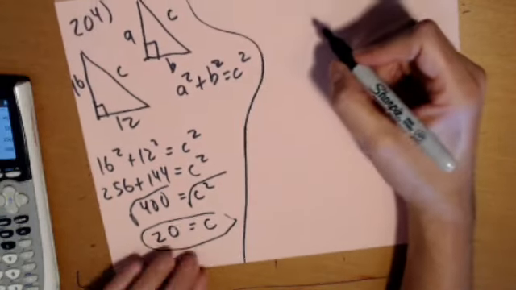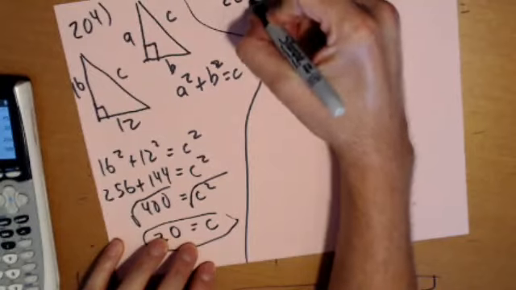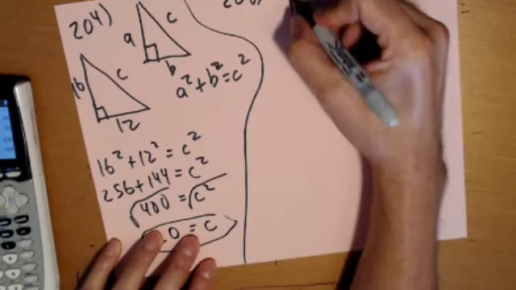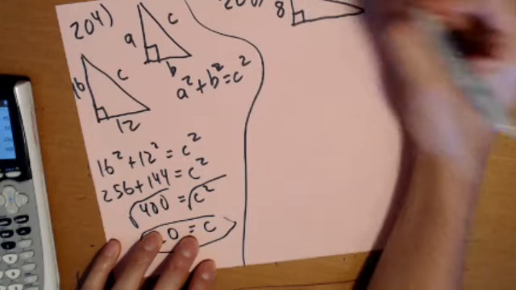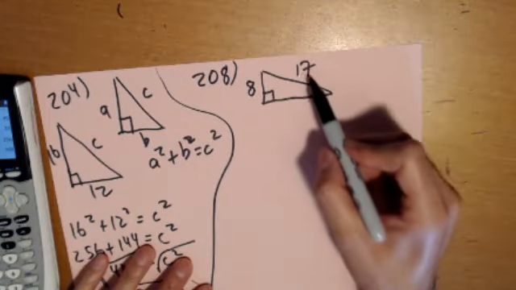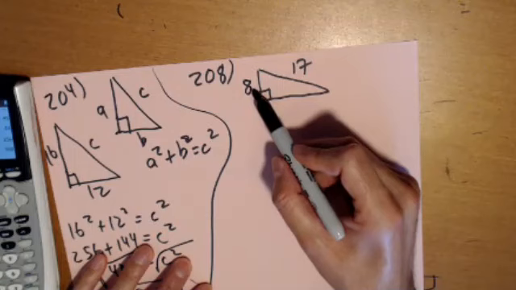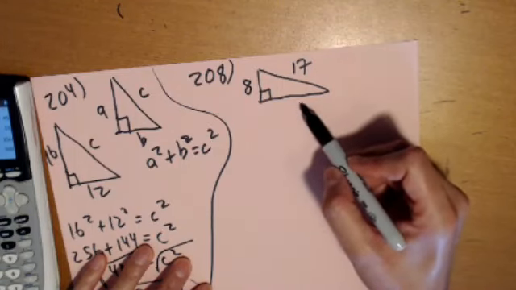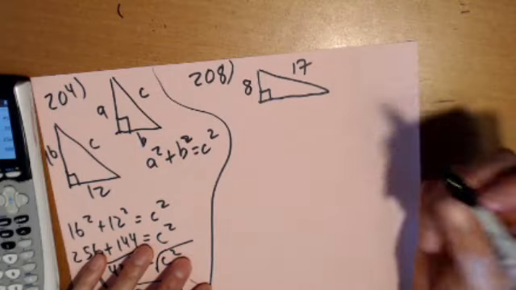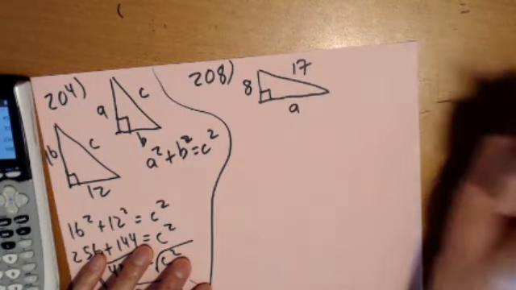A little bit later, like in 208, they give us a picture. 8:17. You see how they actually gave us the hypotenuse? They give us one leg and a hypotenuse, and they want us to find the other leg. Do you want to call it A or B? Doesn't matter. Let's just call it A. You could call it X.